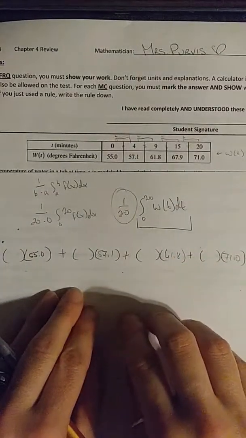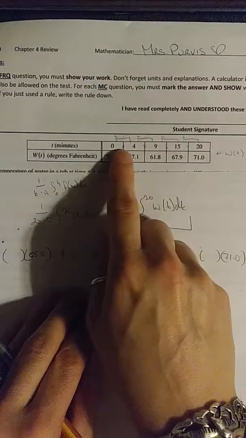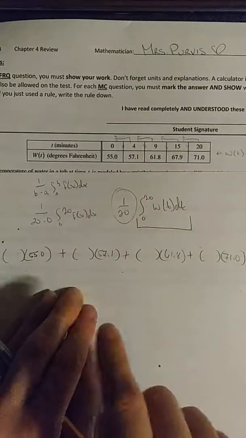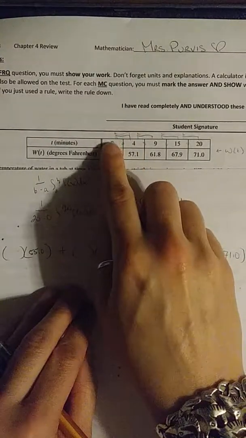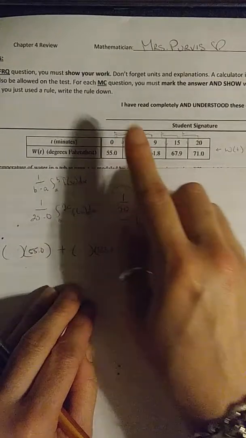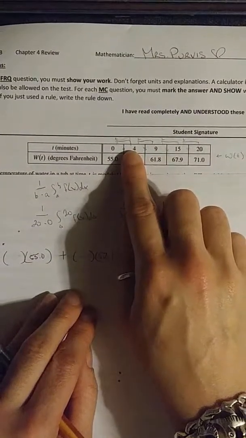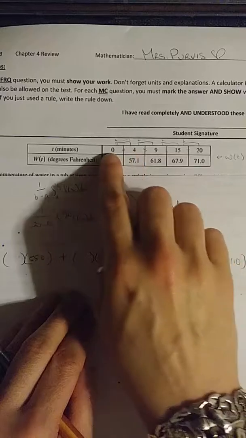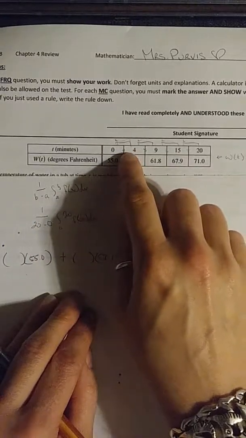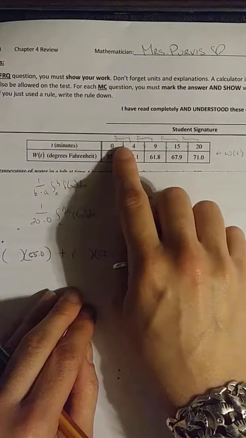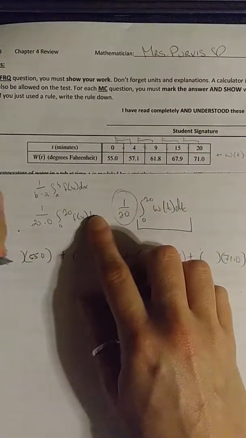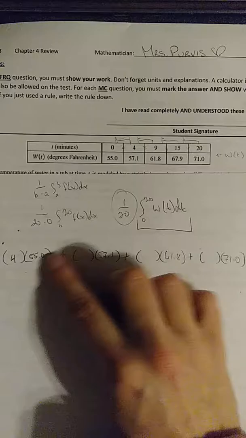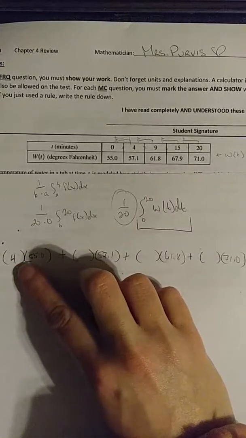The bases of each rectangle come from the change in x values. For the bases of my rectangles, I do not just pick the left side x value or the right side x value or anything like that. I actually have to write down the width of each rectangle. So the width of my first rectangle goes from 0 to 4. So this width is 4 units wide. This is 4 minutes wide.